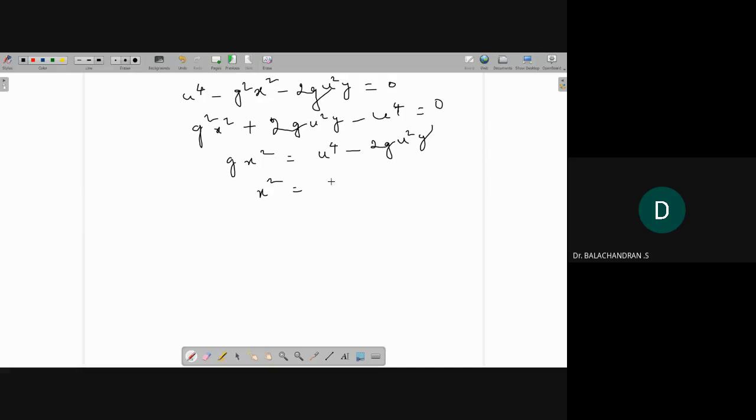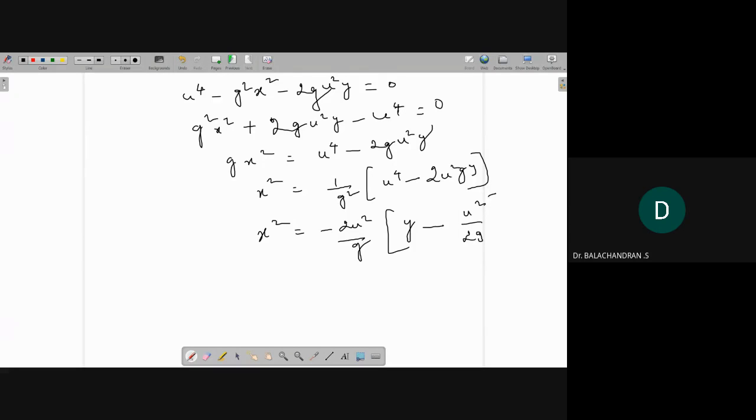Or x square equal to 1 by g square into u power 4 minus 2 u square g y. I am taking minus 2 u square by g commonly. Remaining you have minus 2 u square by g into y minus u square by 2g. If you multiply these two, the 2s get cancelled, minus into minus is plus, so g square u power 4 by g square. Okay. So this is the envelope of equation 1.